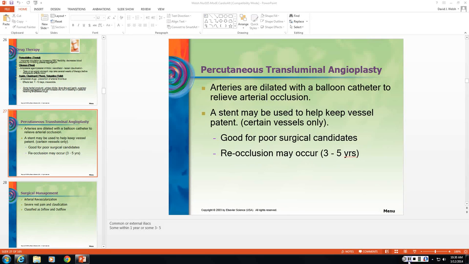So it's good for poor surgical candidates who can't go through a graft. The problem with it is usually reocclusion will occur within 3 to 5 years, and sometimes even within 1 year. It's usually used on the external iliac arteries.